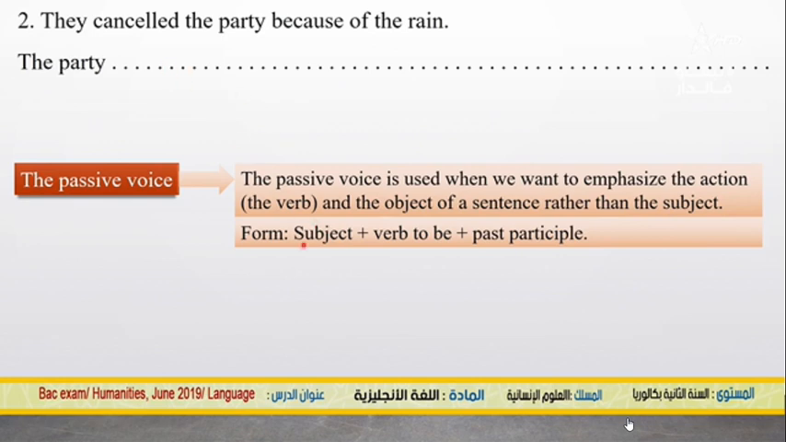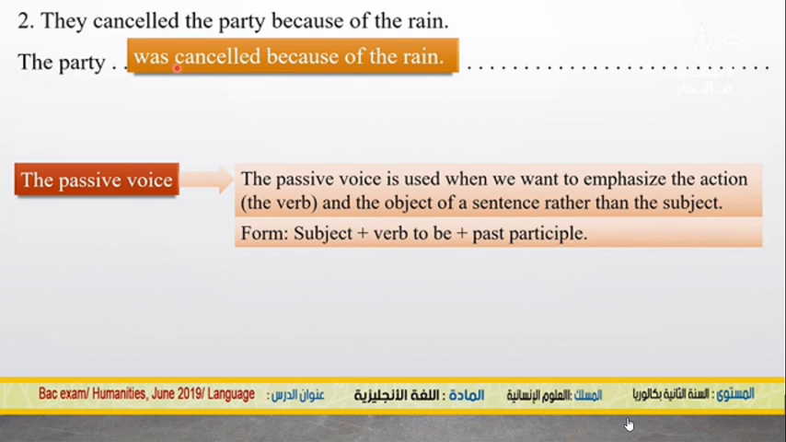Now, let's take this rule and apply it here again. So the party was cancelled because of the rain. So the party is our subject, "was" is verb to be, which is the auxiliary, and it is in the past simple. And we have the verb in the past participle. Now, we are done with exercise C, I think. We are going to move on to exercise D.